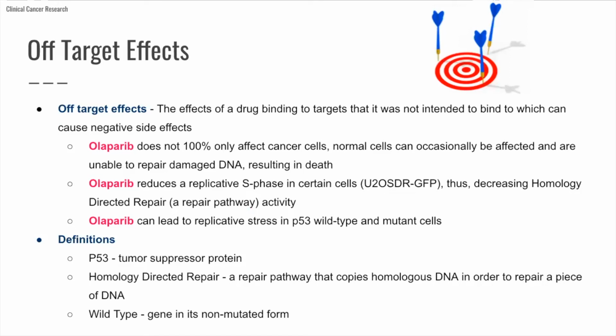So these off-target effects that I was talking about are the effects of a drug binding to targets that it was not intended to bind to. This can lead to negative side effects. Olaparib does not affect only cancer cells; normal cells can also be affected and unable to repair damaged DNA, which results in death. Olaparib reduces the replicative S phase in certain cells, thus decreasing homology-directed repair activity. Olaparib can lead to replicative stress in p53 wild-type and immune cells.